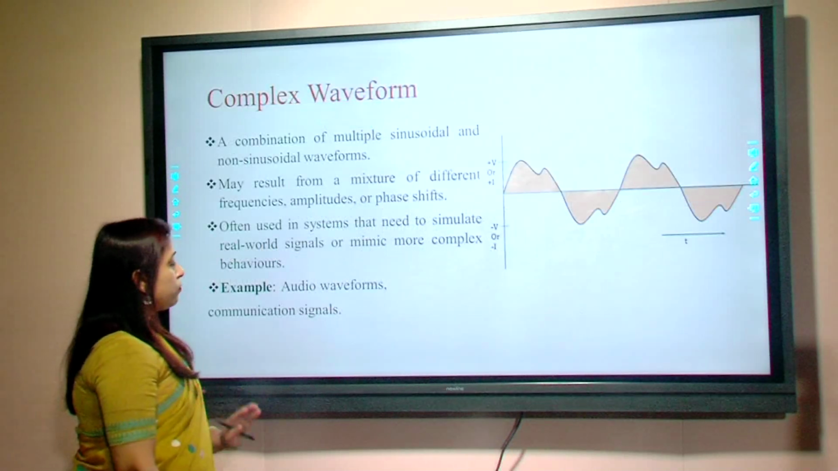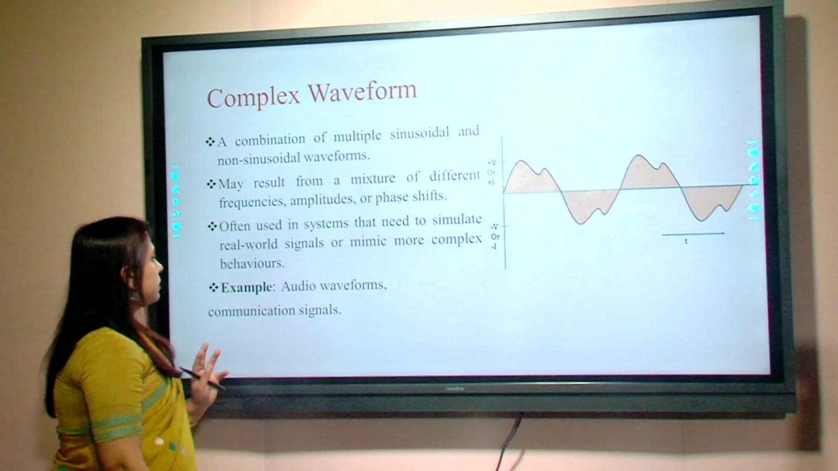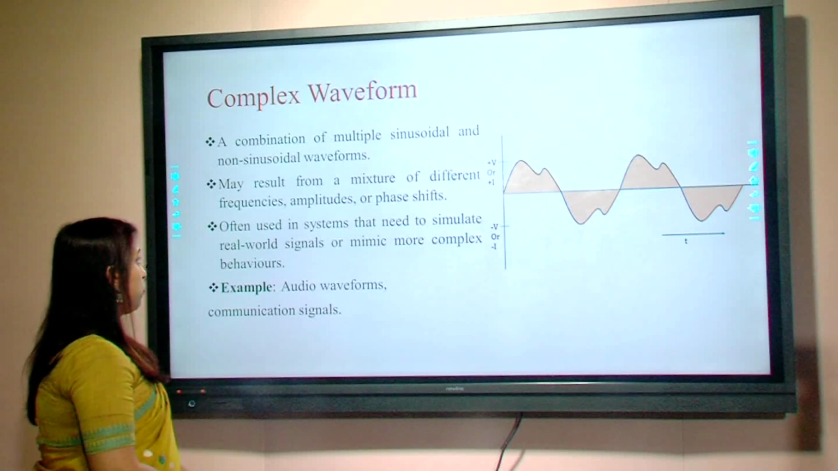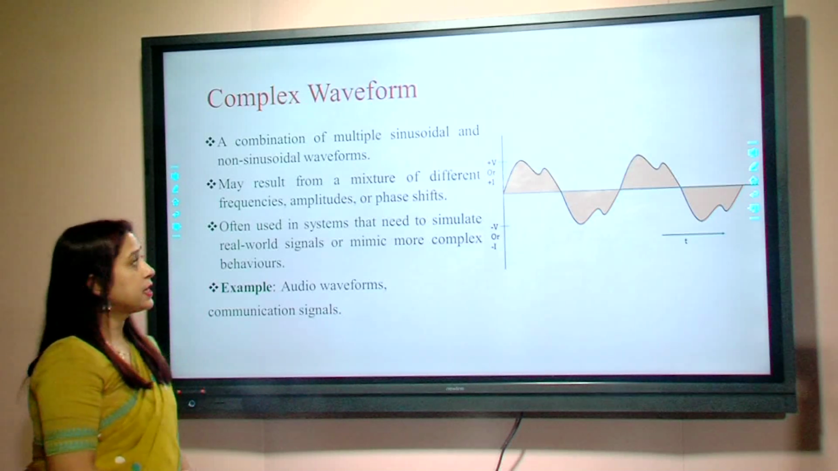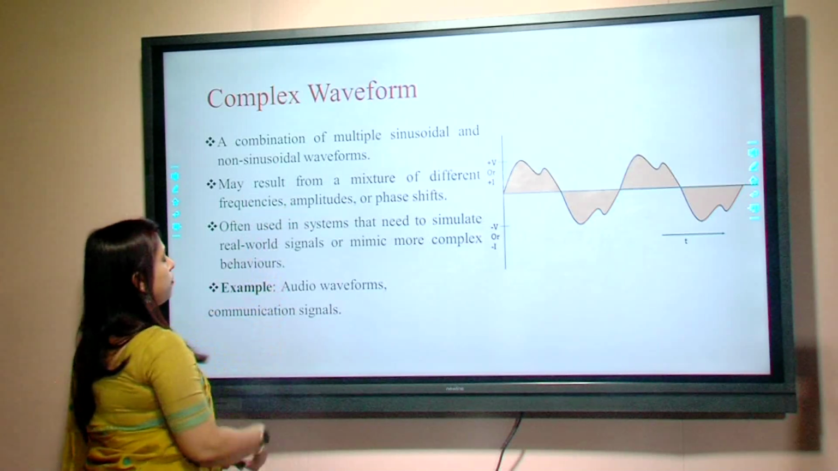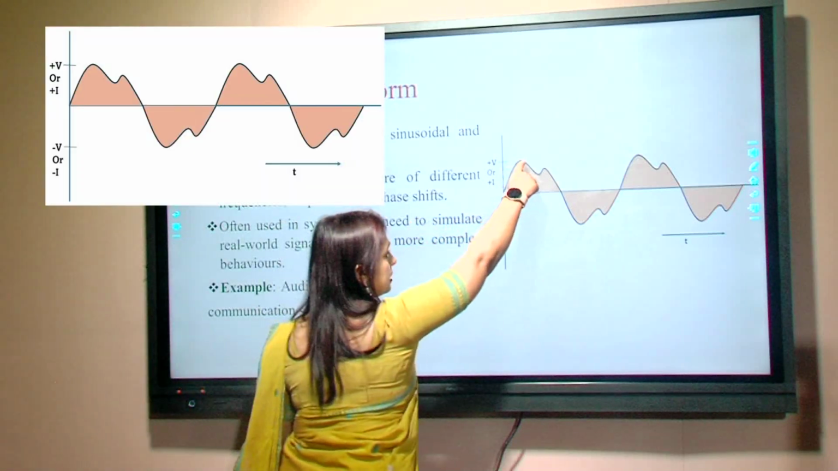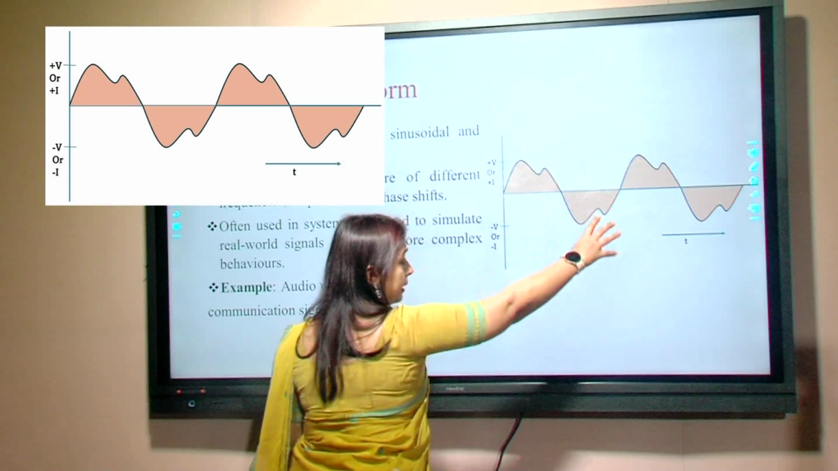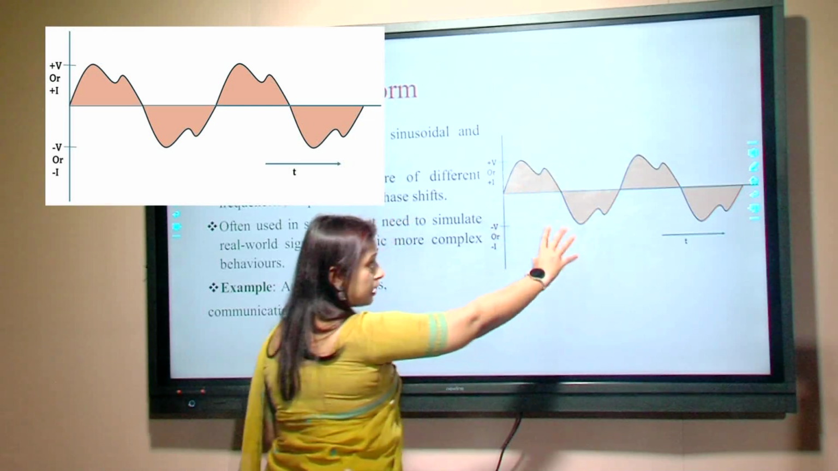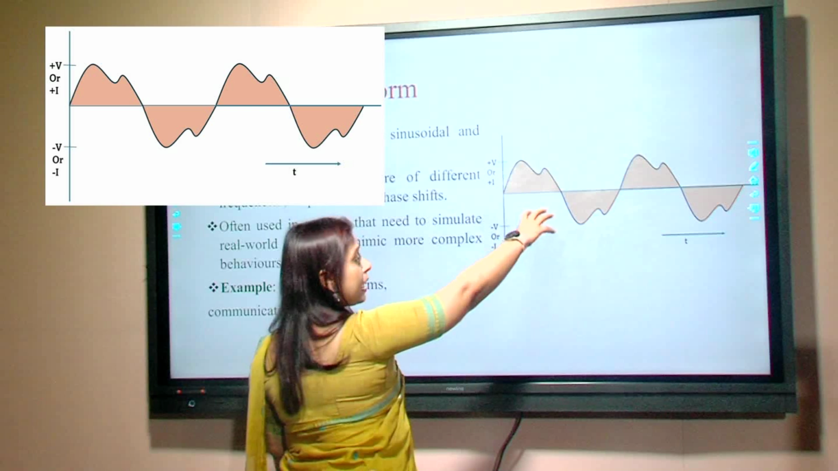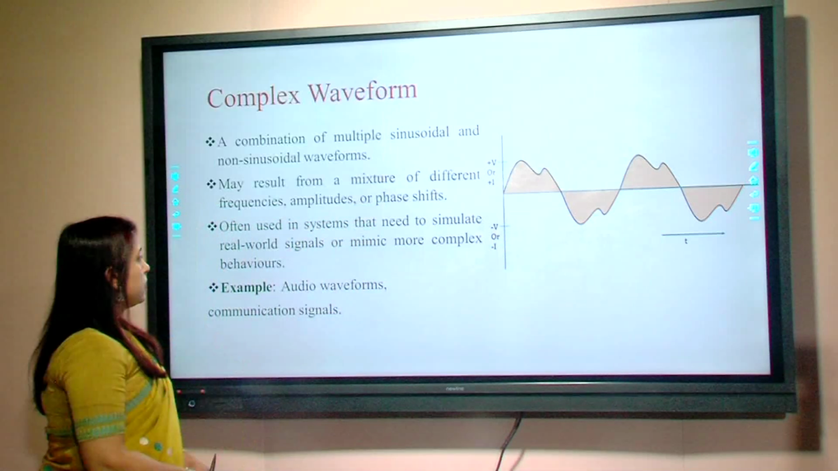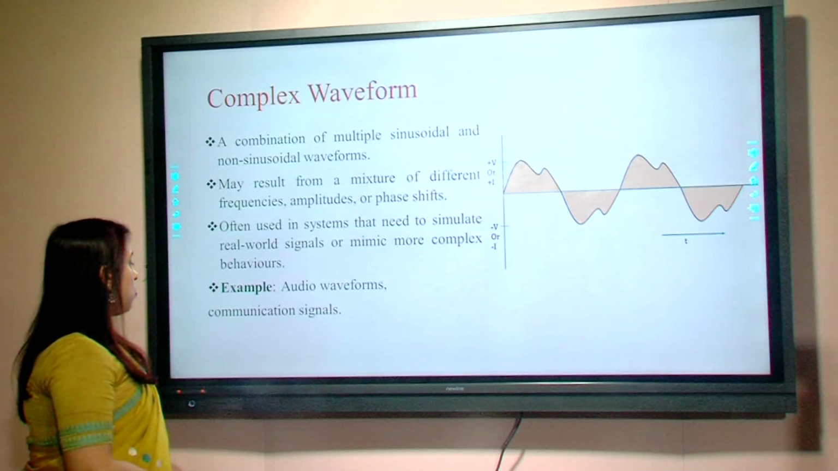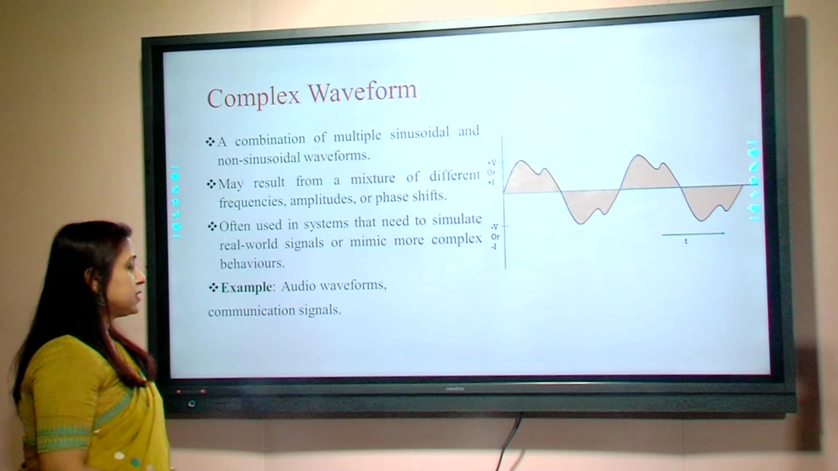There is some kind of waveform where there is a combination of multiple sinusoidal and non-sinusoidal waveform. So this kind of waveform is said to be a complex waveform. Here we can see some part is sinusoidal while the other part is not sinusoidal. So it is not a completely sinusoidal waveform, but it is a combination of sinusoidal and non-sinusoidal waveform. So this kind of waveforms are used in audio waveforms and communication signals.